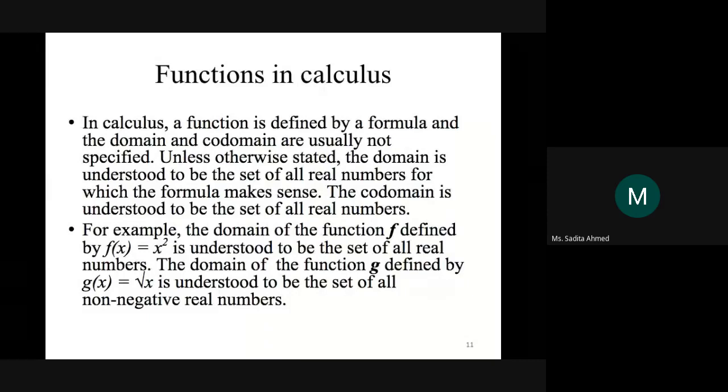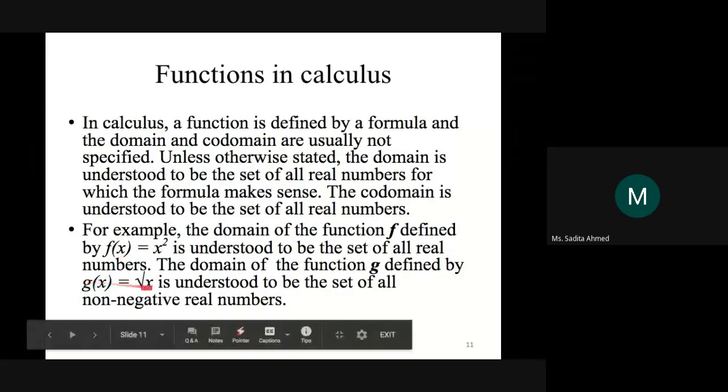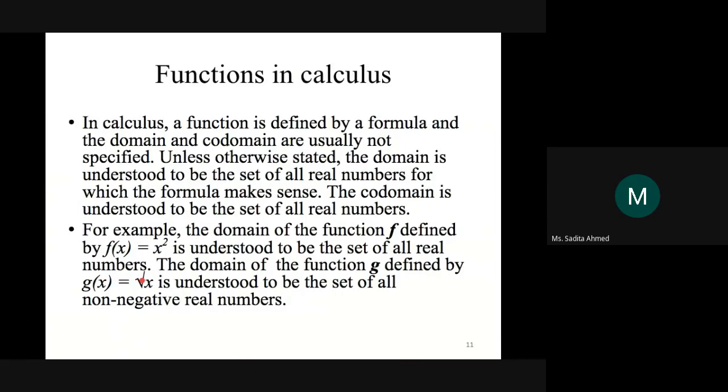For example, f(x) = x squared. For this, you can assume that the domain is going to be the set of all real numbers. That is, the set of all inputs is going to be the set of all real numbers, because it makes sense that way. However, the same domain will not be assumed for this function. For this function, we will not assume that the domain is the set of all real numbers.